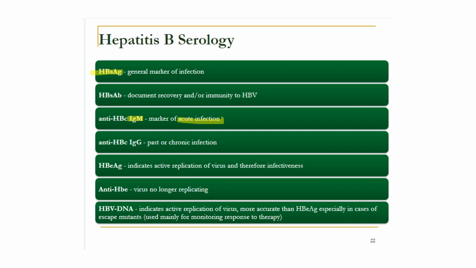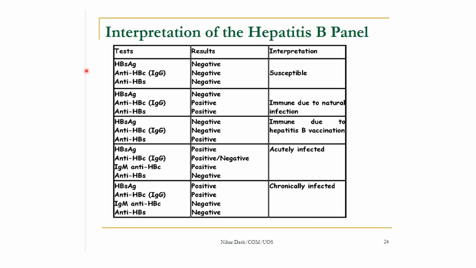On the other hand, an IgG, again, with HBs antigen can indicate a chronic infection, or if it's alone without the HBs antigen, it would indicate a past infection. So again, we'll see in a second. HBe, as we've mentioned, can indicate active replication. And anti-HBe, it's no longer replicating. So it's important to take a minute and go through this list before going on to the next, which is the panel interpretation. So now on to the interpretation of the hepatitis B panel.